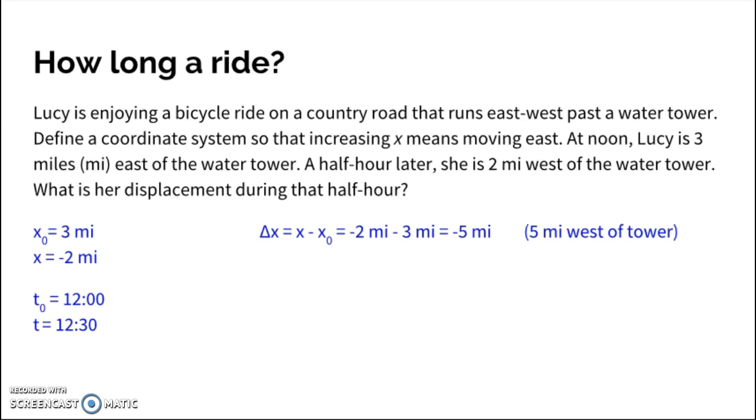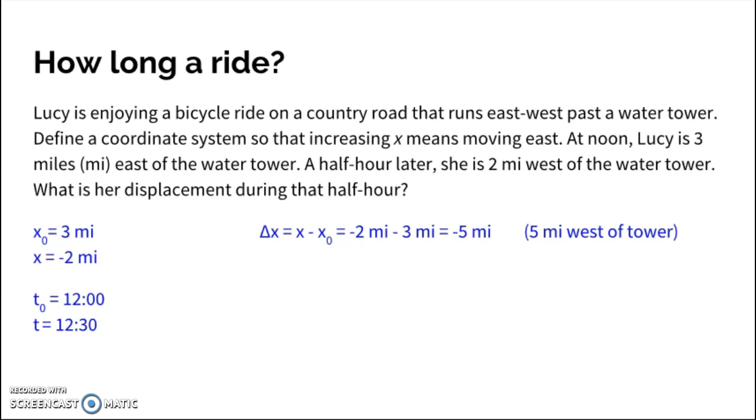So hopefully, looking at this problem, you might think, well, let's define our origin to be the water tower. That seems to be a nice location to call R0. So that means that Lucy's initial position, x naught, is 3 miles, and her final position, x, is negative 2 miles, using the positive and negative signs for east and west, respectively.